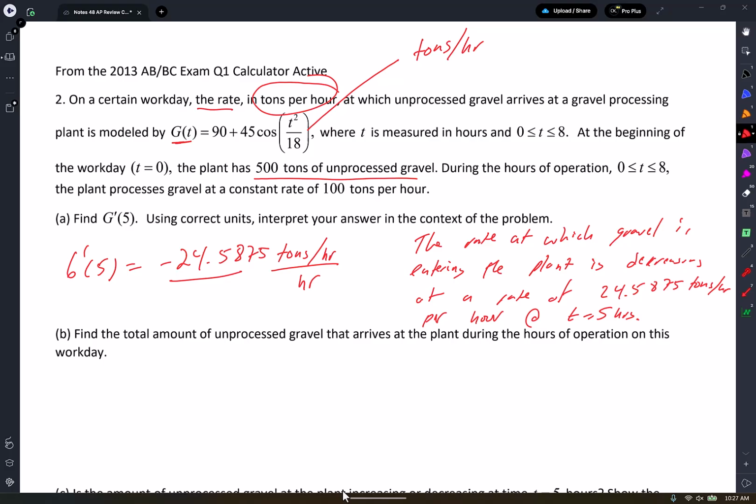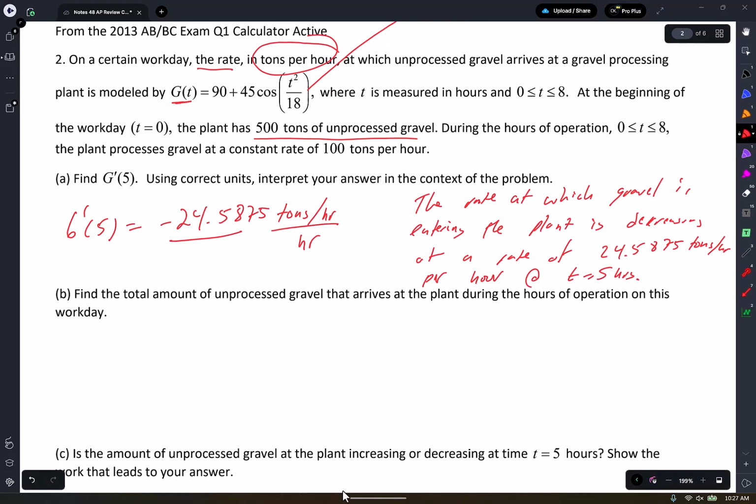All right. Letter B. Find the total amount of unprocessed gravel that arrived at the plant during the hours of operation on this workday. Oh, okay. That just wants to know how many tons I have. How do I find that? So tell me how do I say antiderivative? Integral from what to what? Was it 0 to 8? Is that the whole plant? 0 to 8 of what? Of G of T.